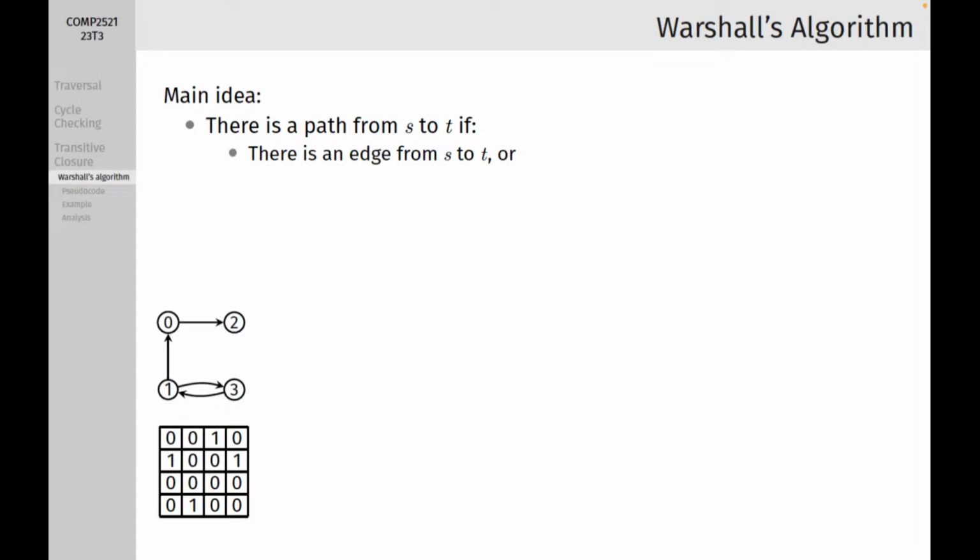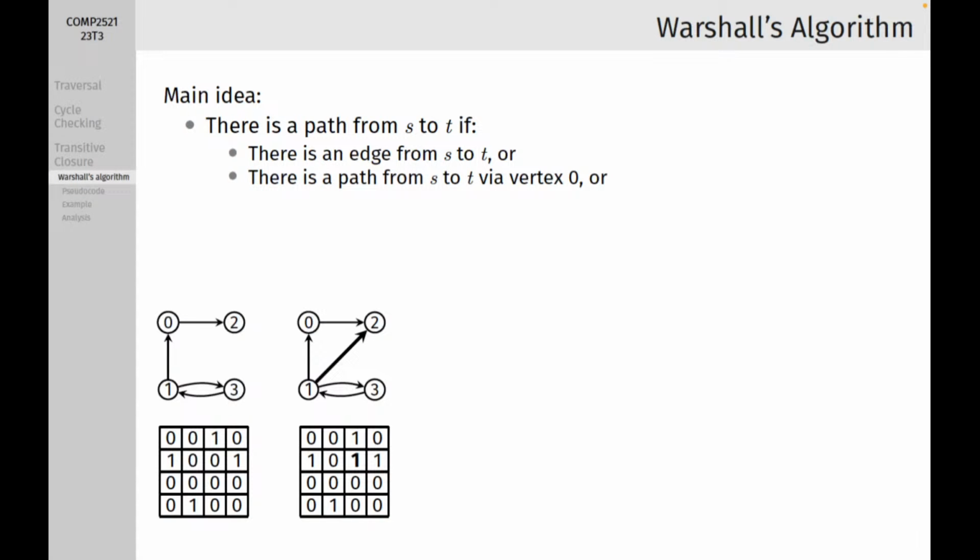The idea behind Warshall's algorithm is that for two vertices, S and T, there is a path from S to T if there is an edge from S to T, or there is a path from S to T via 0. So in this case, we can see that there is a path from 1 to 2, because there is a path from 1 to 2 via 0.